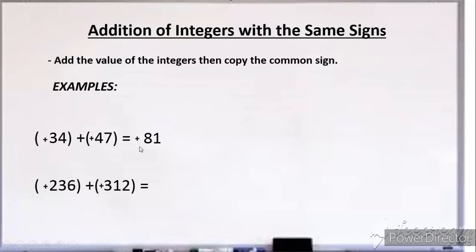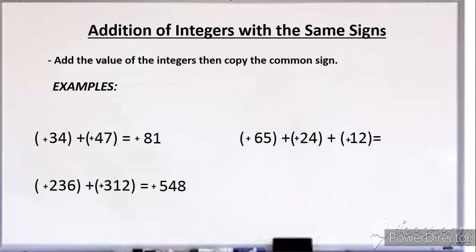Now let's proceed to another example. Positive 236 plus positive 312. So if you have observed, they are both positive, so you have to add 236 plus 312, that is 548. So you have to copy the common sign, which is the positive.